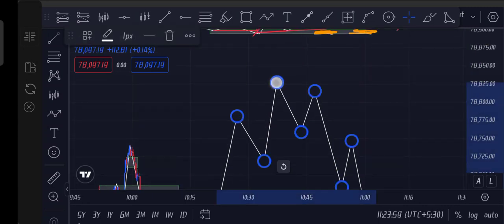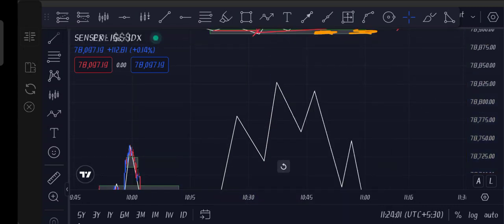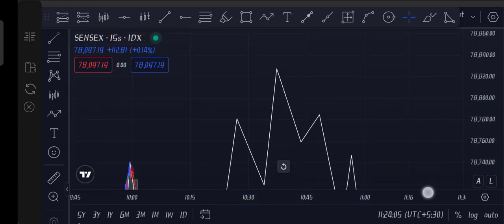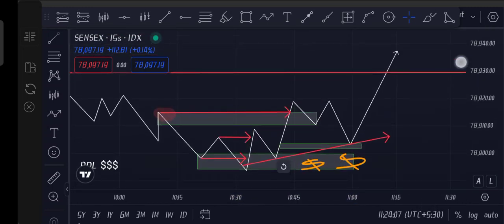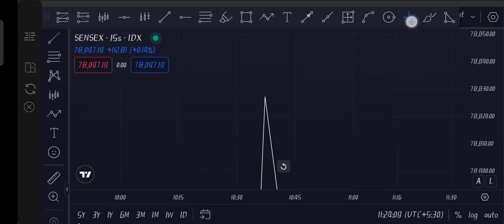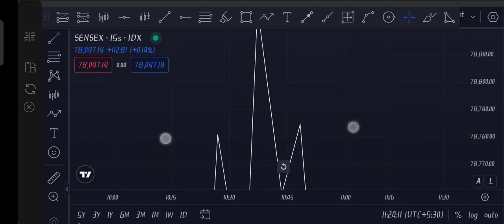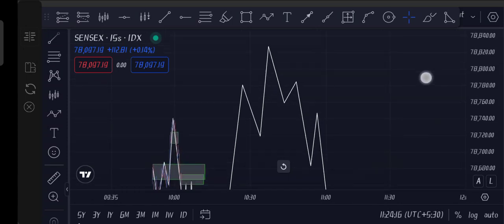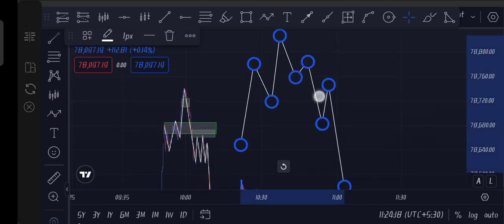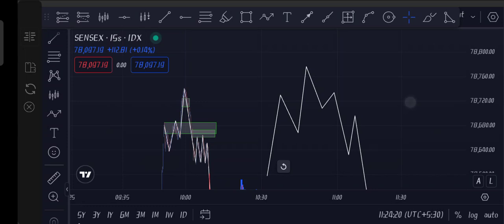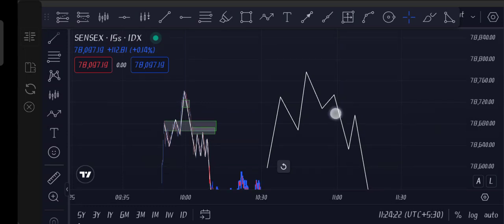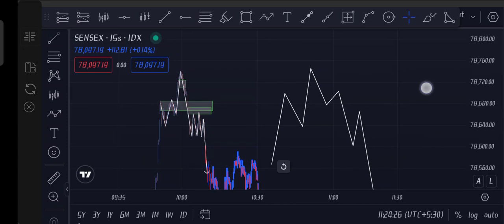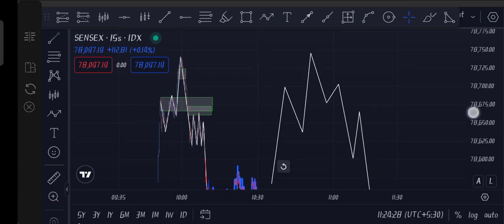The third high is greater than the first, the right and left shoulder. This is the left and right shoulder. You can see this is the same image. We also consider it as breaker blocks.